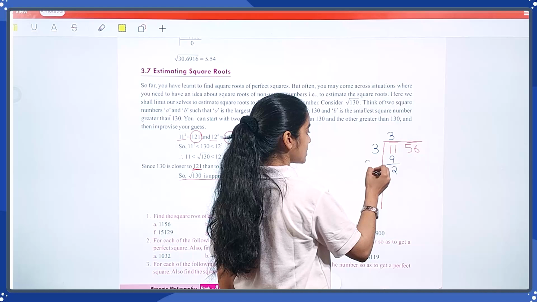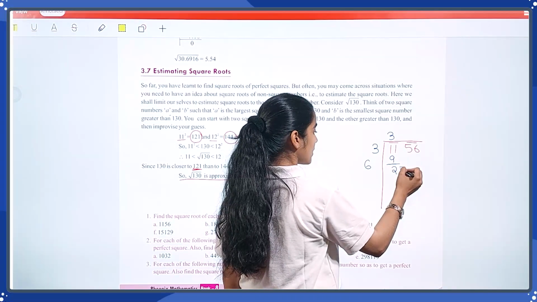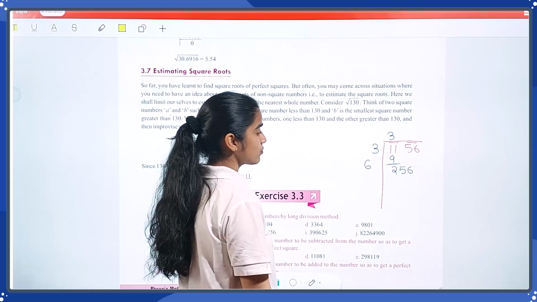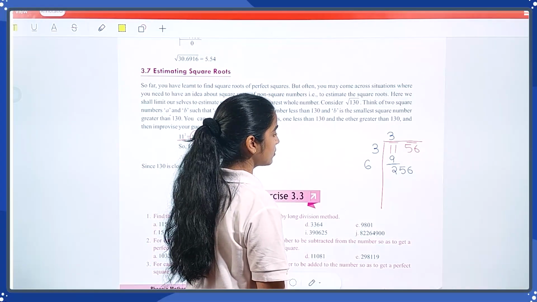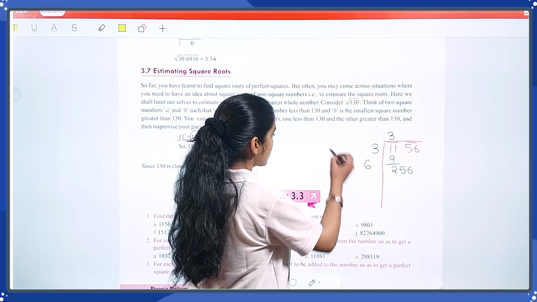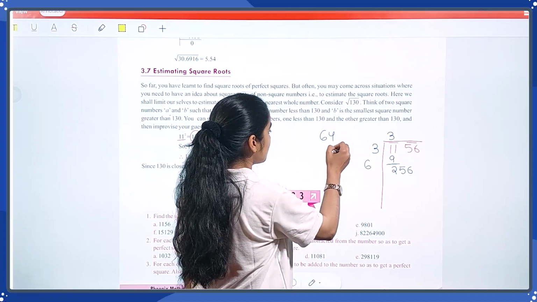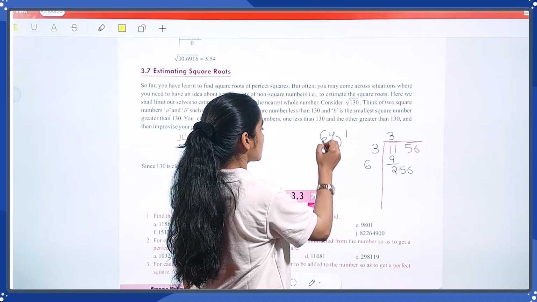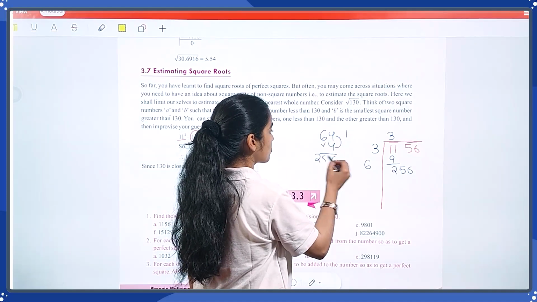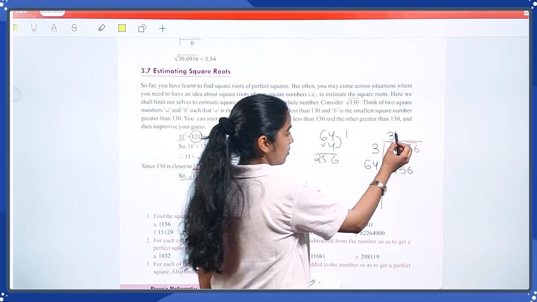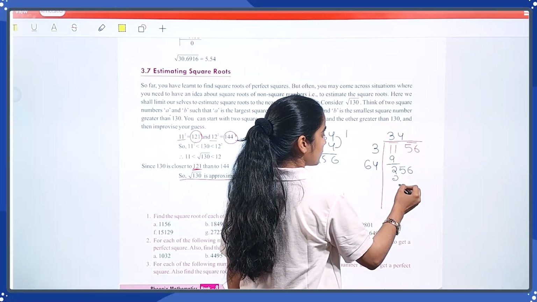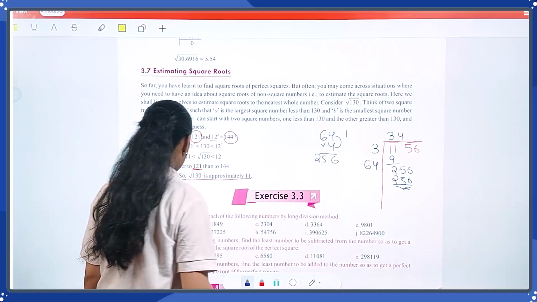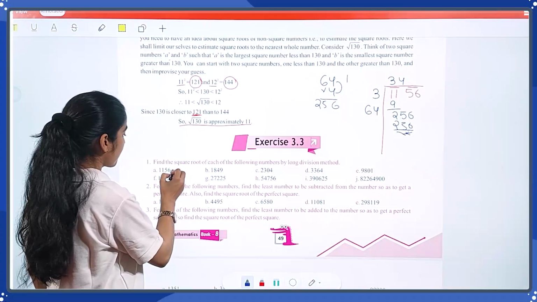Double of 3 is 6. Now these numbers we have to put down. 256 is the new number. Now we have to choose a number which we multiply with, so we will get 256. So if I take 64 multiplied by 4, 4 4s are 16, 4 6s are 24, plus 1 is 25. So here we have 4. So apply 4, then 256. So it means it is the square root of 34.